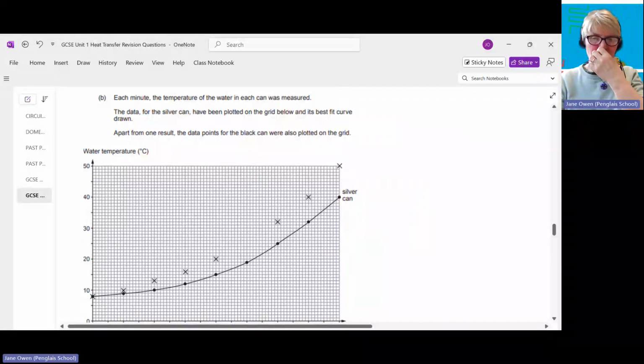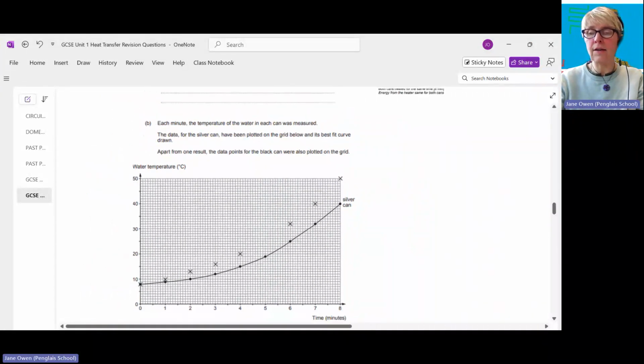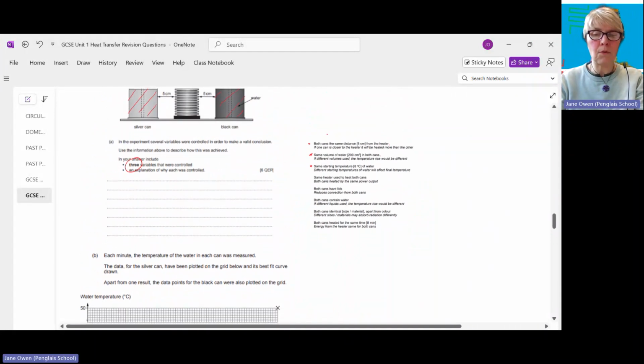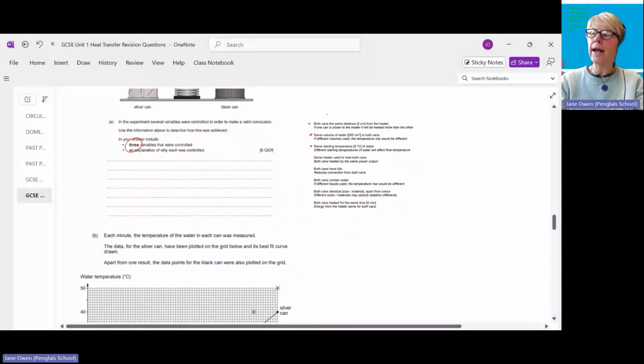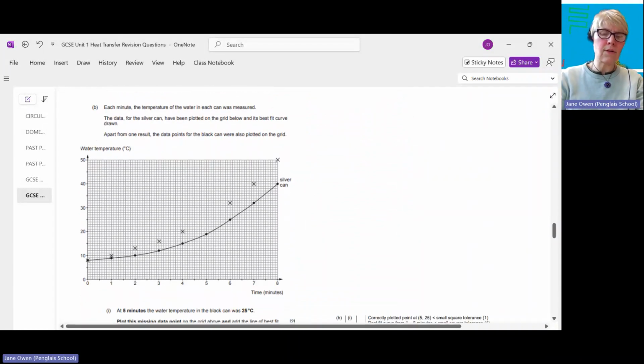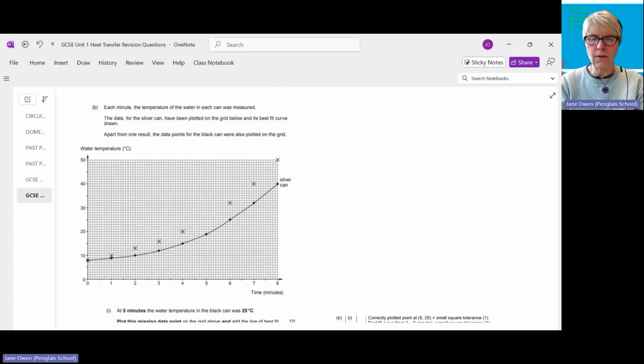Each minute, the temperature of the can in each. I can imagine with that particular experiment that it wouldn't have been scored very well on that QER. Any QERs with conduction, convection, radiation, it just doesn't score very highly, because I think that candidates aren't very confident with the concepts of applying conduction, convection, radiation.